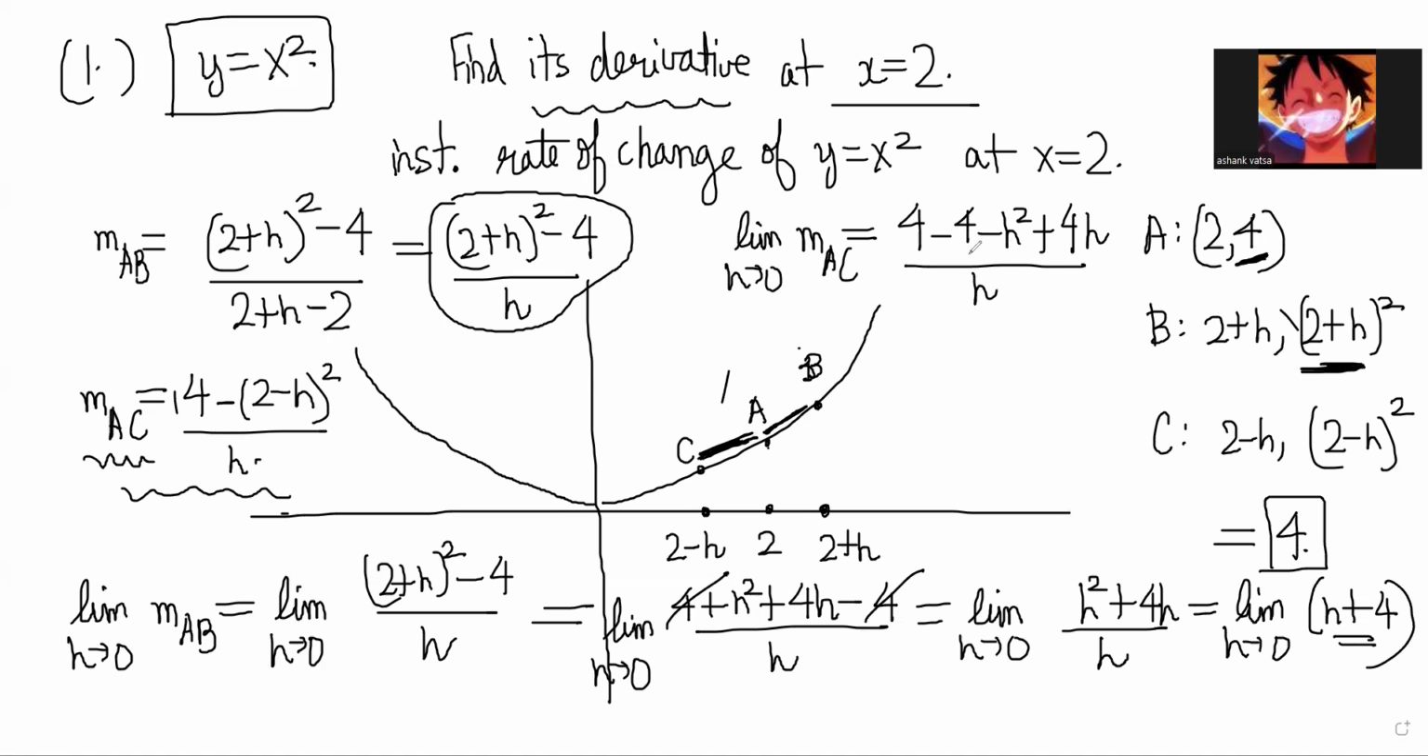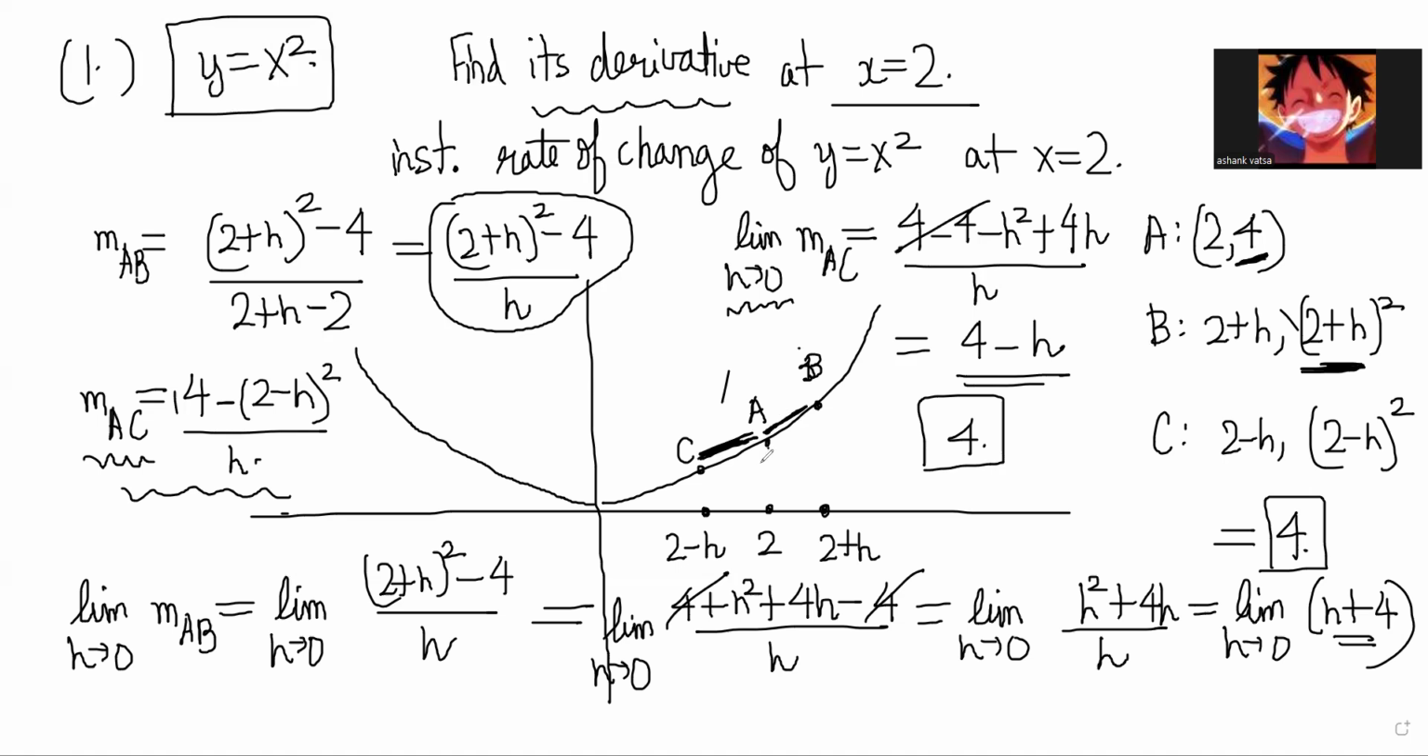Do you understand this step? Yes, sir. This cancels, and notice here it is 4h minus h square by h. Again, directly you cannot put 0 because it will be 0 by 0, right? But you can cancel an h, right? So you'll get 4 minus h left. And what is the limit h tends to 0 of 4 minus h? It's 4. So both sides are matching. Yes, sir. Both sides are matching.